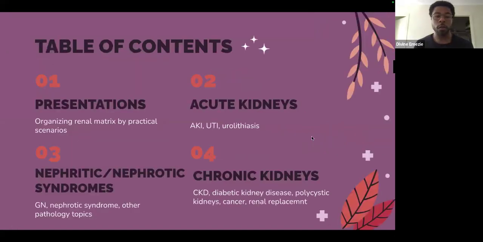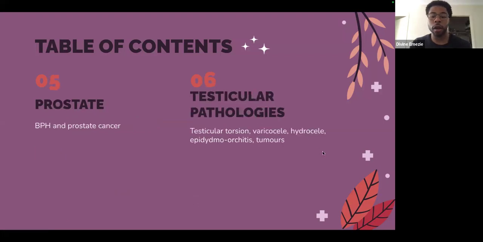So I've tried to do this presentation by focusing on these presentations, seeing if you can group these matrix conditions into differentials for each presentation. And then, of course, specifics to do with each condition, going in order from acute kidney injury, which I think is probably the most important group of conditions to know about, to glomerulonephritis and nephrotic syndrome, which you're taught in pathology, so you're guided by that. But again, this comes up a lot in your MCQs. Then chronic kidney disease, and then finishing off with prostate and testicular pathologies.